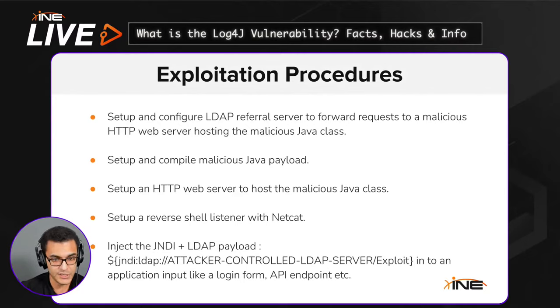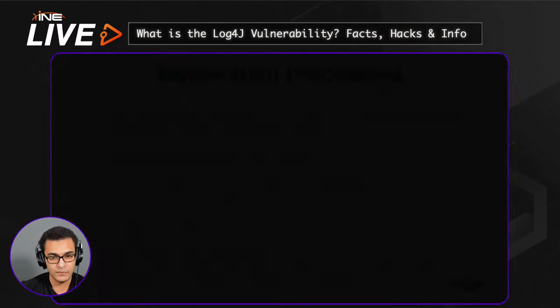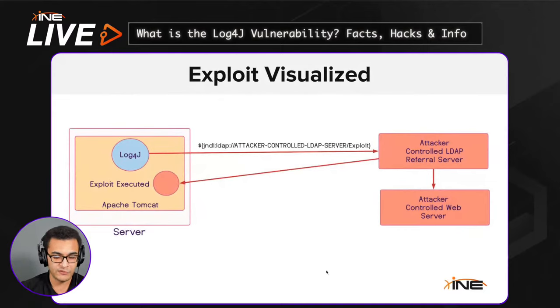We'll then need to set up an HTTP web server to host the malicious Java class, after which we can set up a reverse shell listener with netcat to receive the connection from the Java class once it's exploited on the target. And then finally, in order to actually perform this exploit, we need to inject the JNDI LDAP payload into an application input like a login form, API endpoint, etc. The following diagram sort of explains at a high level what's going on.